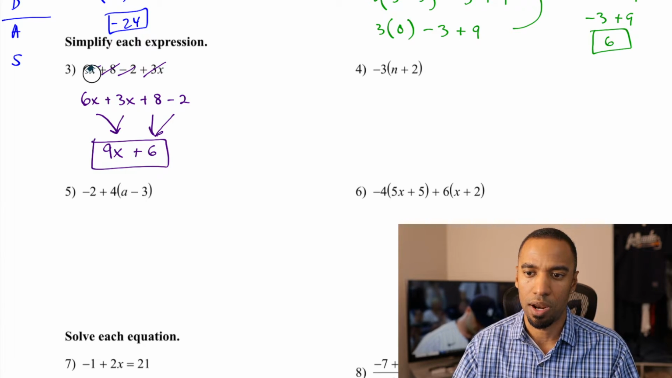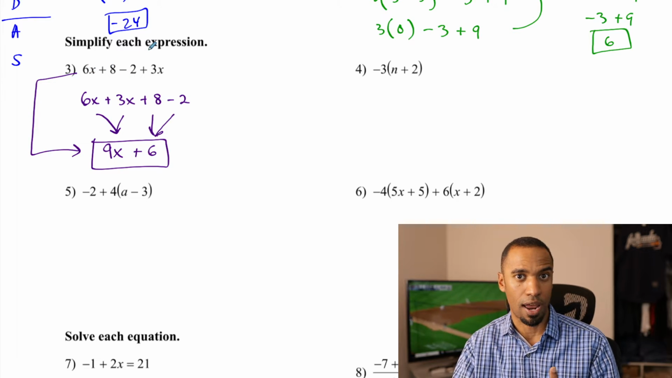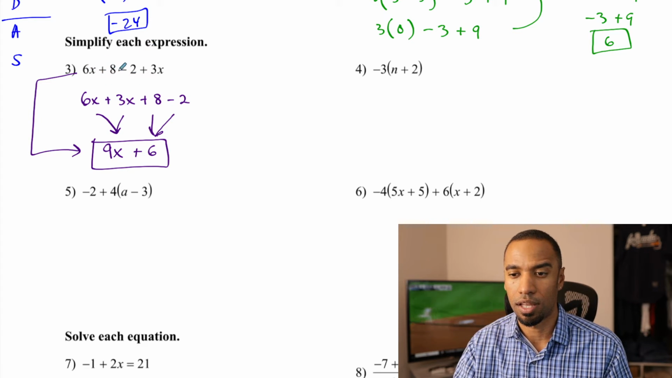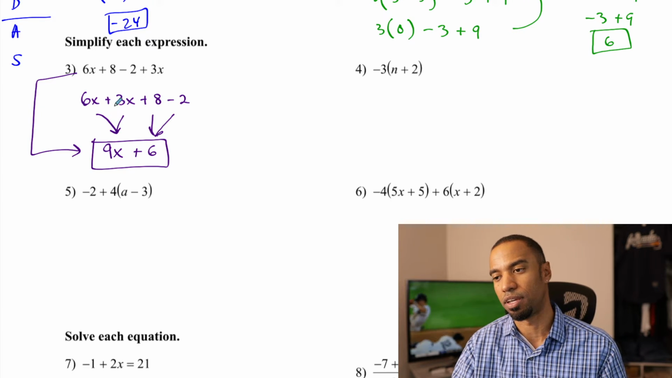Basically, this original expression and this expression are equivalent. If I did substitute a number for x, like 100 or anything like that, I'm going to get the same value out here as I would here. It's the same expression but simplified.